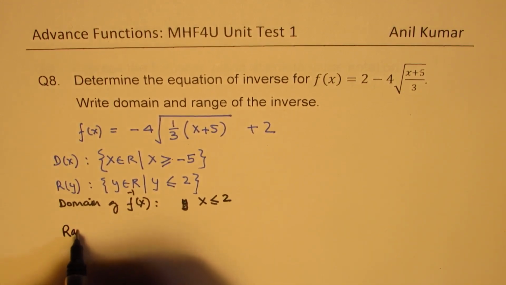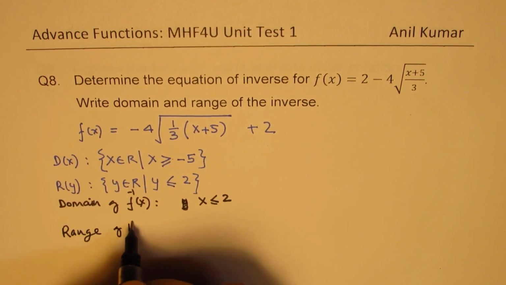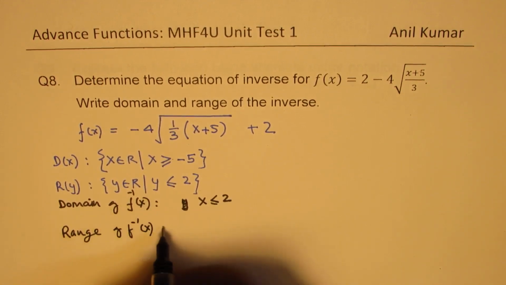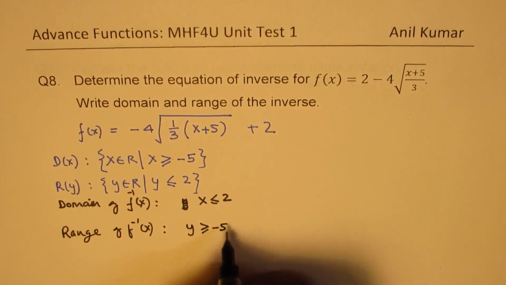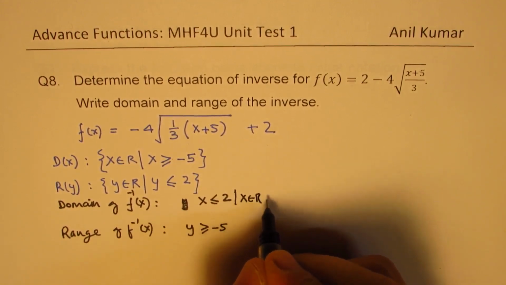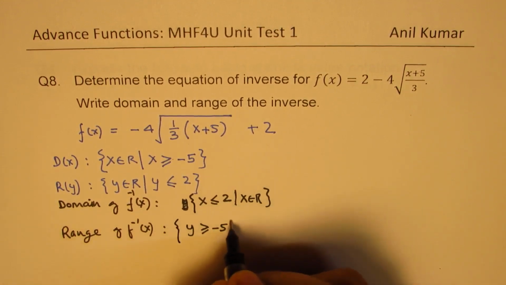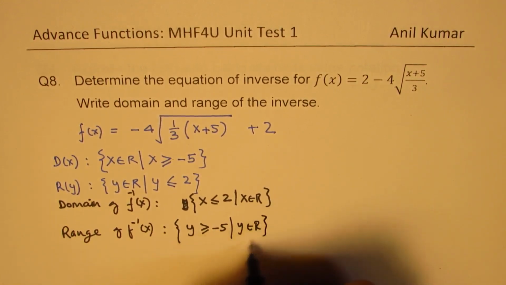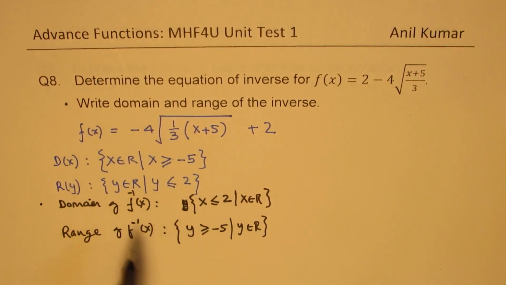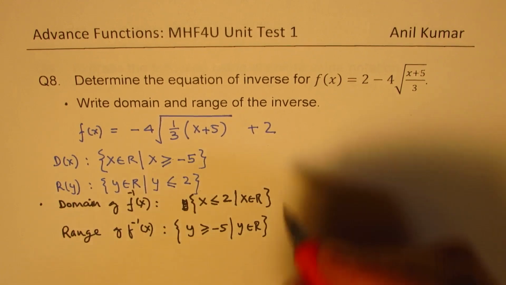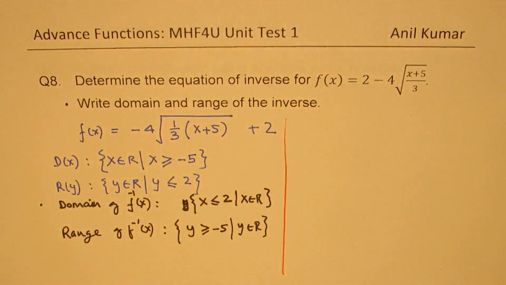And as far as the range of the inverse is concerned, it will be a function in this case, right? The y will be greater than or equal to -5, correct? And of course, x belongs to real numbers and y belongs to real numbers. Is that correct? So that is the answer for part B, right? To get the answer, it is better to first write down the domain and range of the function itself and then change it, right? Inverse means you have to interchange x and y values.